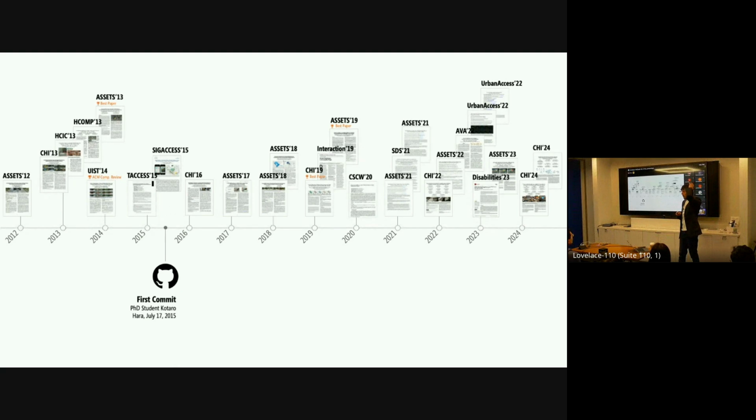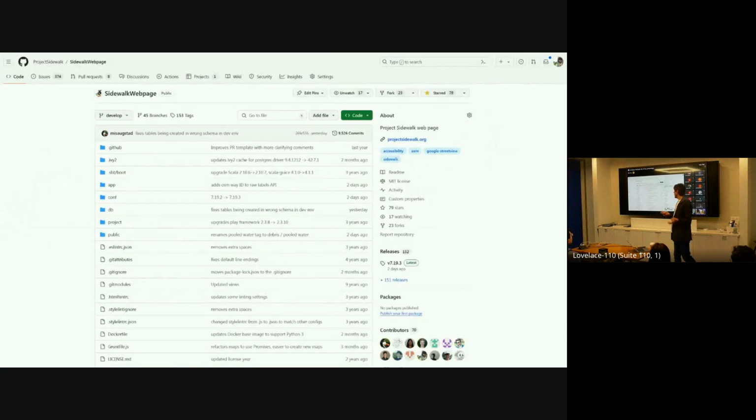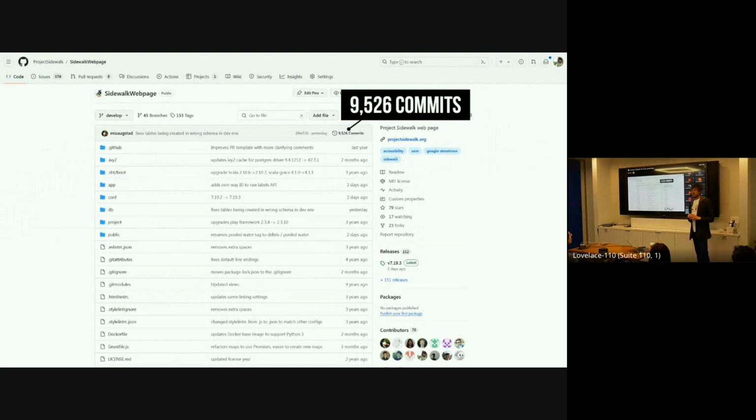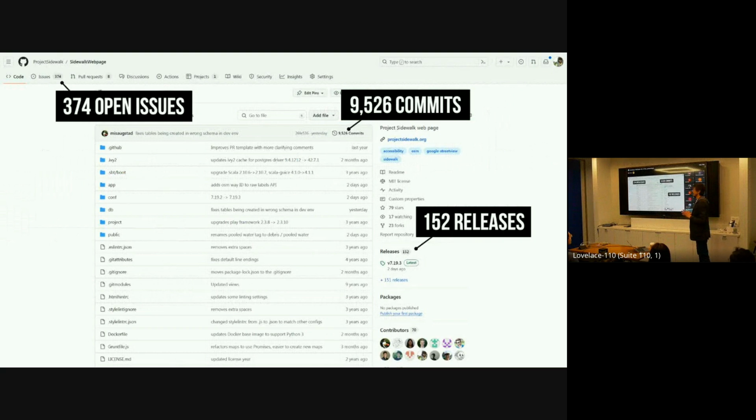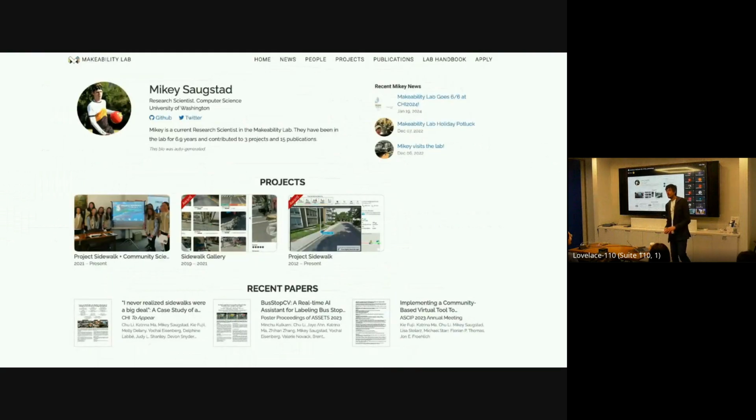If you've done any kind of open source, this one has 9,526 commits, 152 releases, 374 open issues. I'm deeply grateful to Mikey Sogstead, who's been a longtime research scientist in my group, and he started as a master's student, but I could not do it without him. So I essentially have one employee full-time on the project that's just keeping it alive.